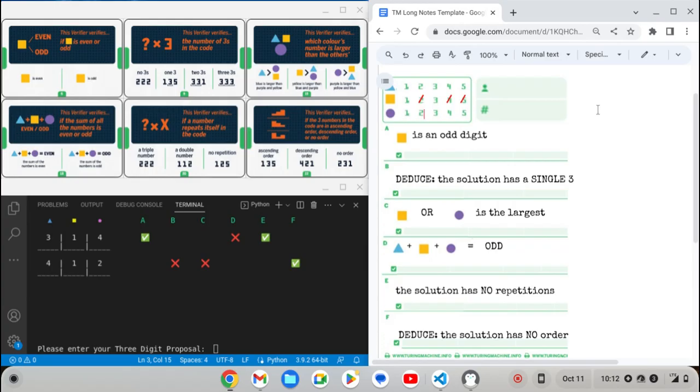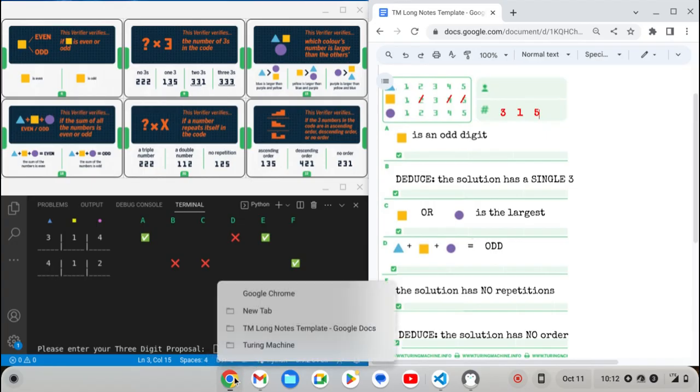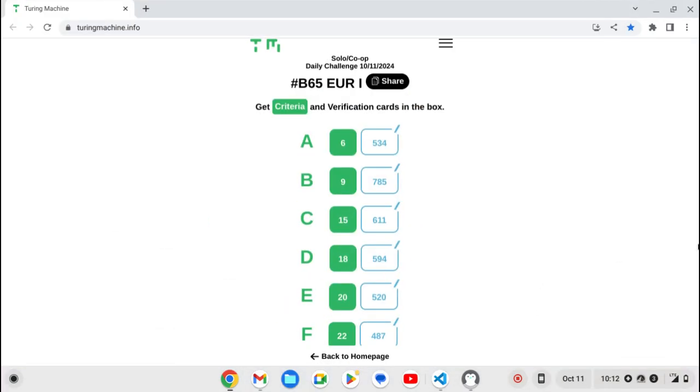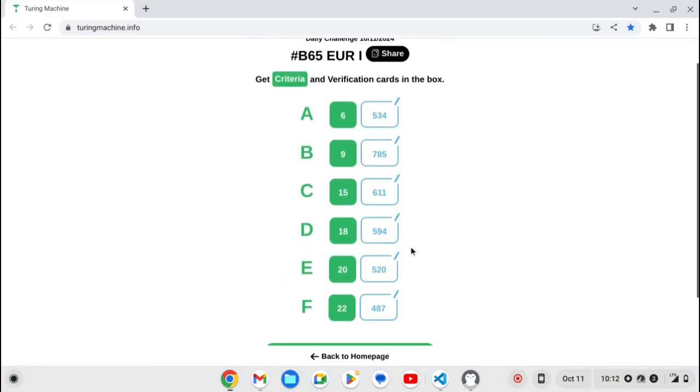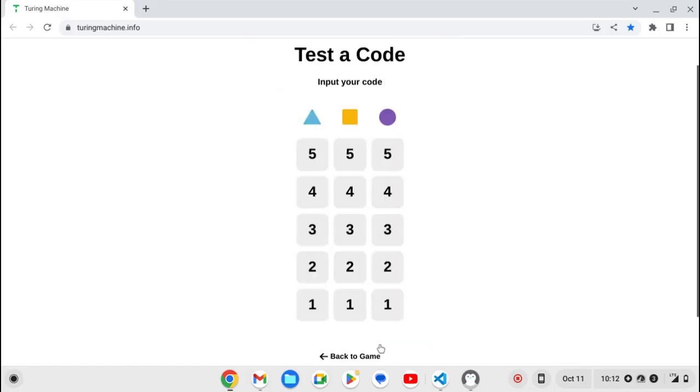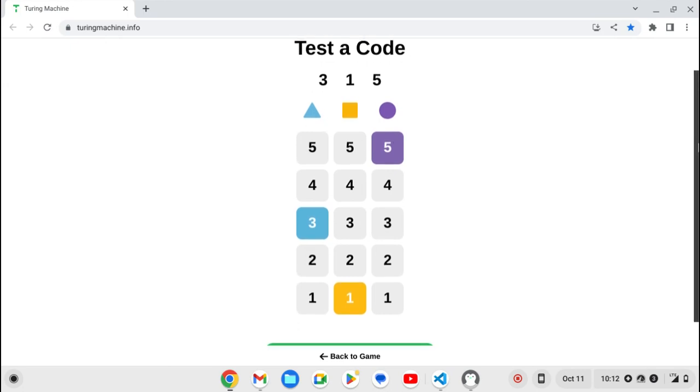This is by far one of the most either complicated or definitely challenging puzzles. Okay. So yeah, basically I'm deducing that circle is the largest. And yeah. Wow. Okay, 315. That is correct.